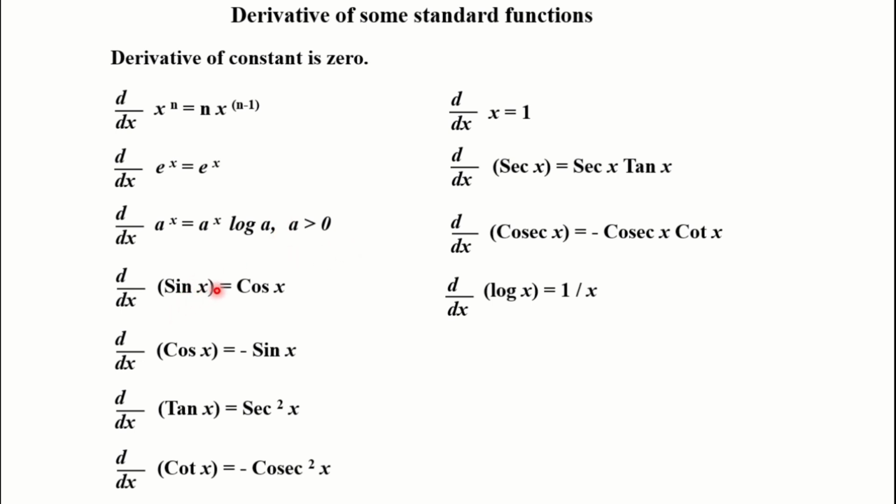Derivative of sin x is cos x. Derivative of cos x is minus sin x. Derivative of tan x is sec square x. Derivative of cot x is minus cosec square x. Derivative of sec x is sec x tan x. Derivative of cosec x is equal to minus cosec x cot x. Derivative of log x is 1 upon x. These are some standard function derivatives.